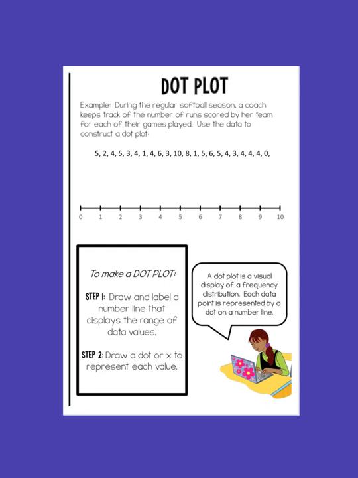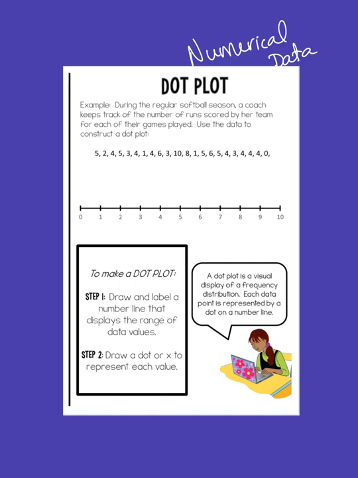We're going to talk about dot plots. A dot plot is a visual display of frequency distribution. So each data point is represented by a dot on a number line. We're usually using this with numerical data. So we're going to do an example.